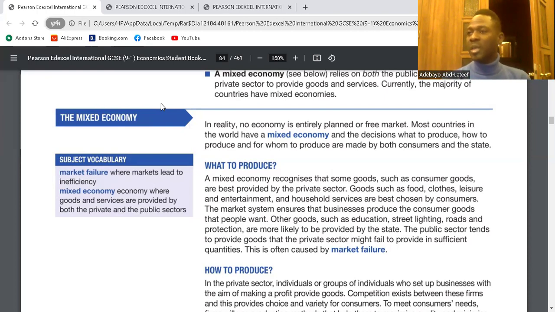Healthcare is also a merit good. Clear? Clear. Any question about that?